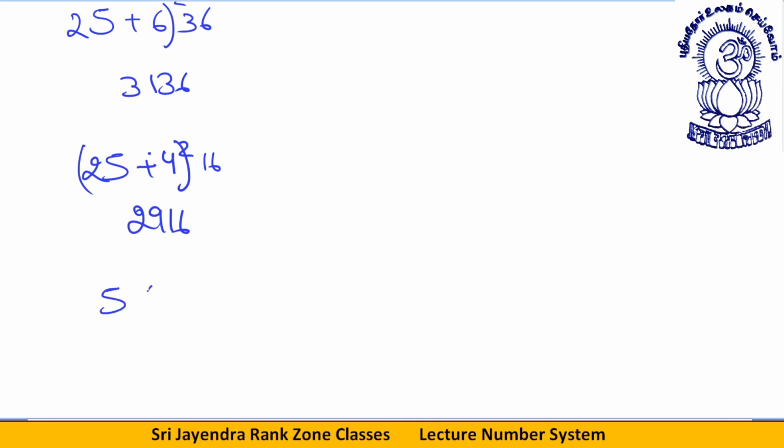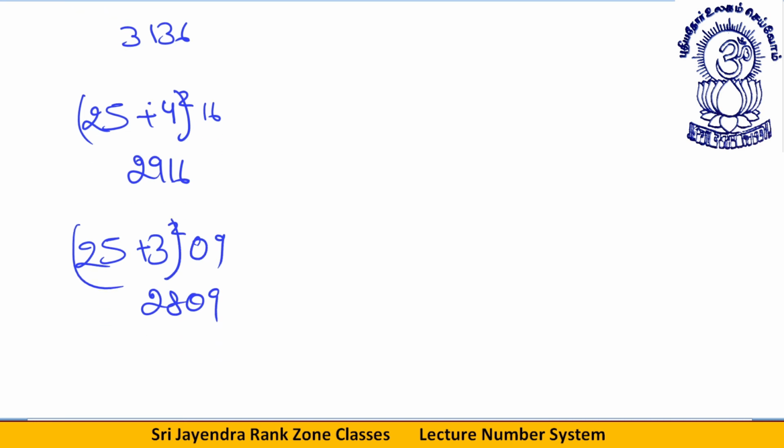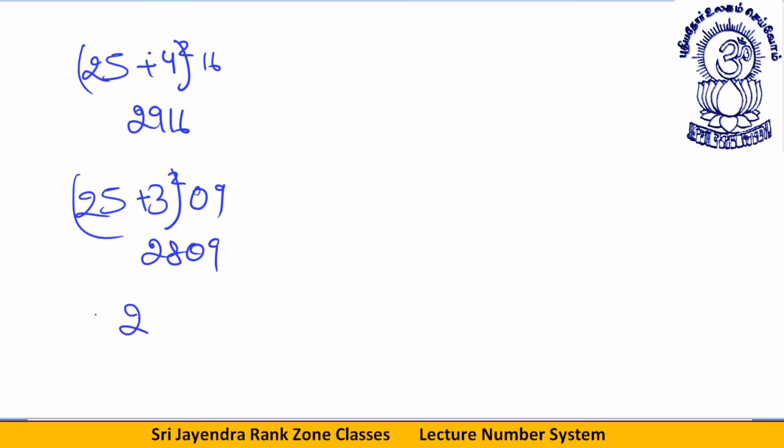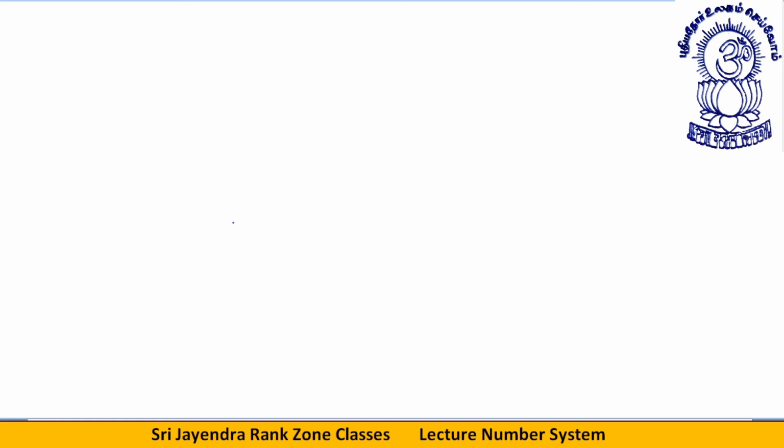Any number. 53 square. Write a 25 here, write a 3 here. 3 square, 09. 2809. Okay. I hope you must be enjoying it. 52 square, write a 25 here, write a plus here, write a 2 square. You get 2704. See how easy things can become. Now, one last thing. These calculation shortcuts are very important for you. They will help save you a lot of time in your exam.